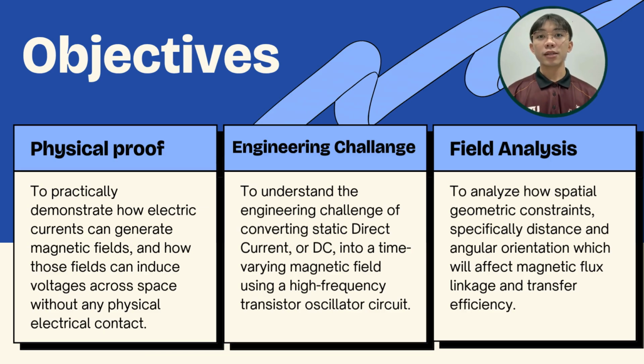Second, to understand the engineering challenge of converting static DC current into a time-varying magnetic field using a high-frequency transistor oscillator circuit. Third and finally, to analyze how spatial geometric constraints, specifically distance and angular orientation, affect magnetic flux linkage and transfer efficiency. To show you how we transition from abstract equation to a working prototype, I will hand it over to my teammate to explain the underlying physics and circuit architecture.